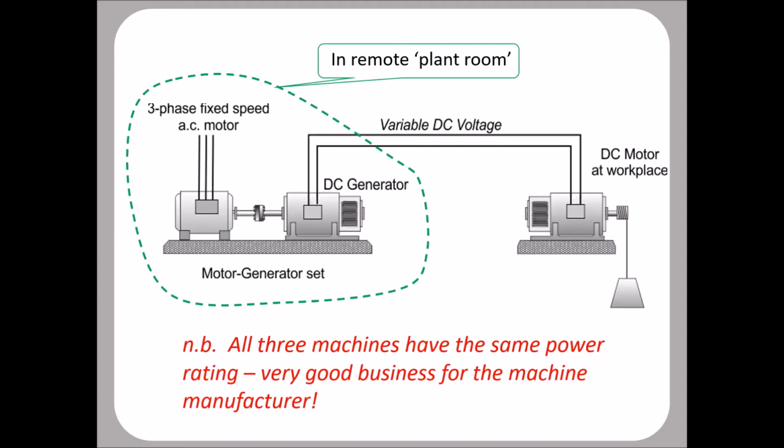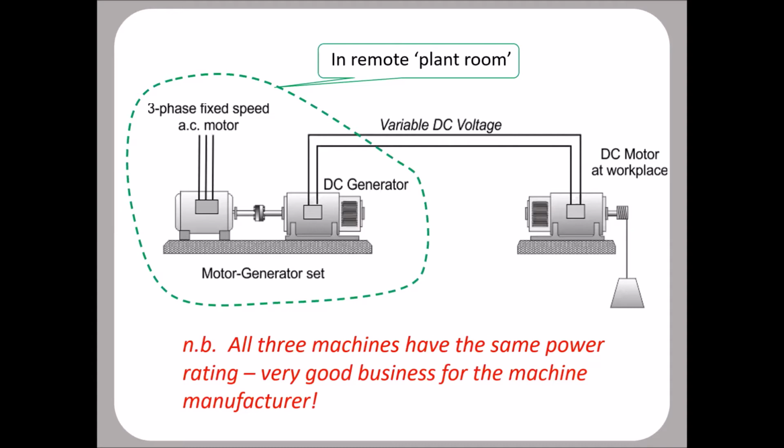Now, the motor generator set could be in a plant room remote from the motor out on the crane or wherever it was. But notice that in order to drive, let's say, a 1,000 kilowatt motor, you needed the 1,000 kilowatt motor, an identical 1,000 kilowatt machine used as a generator, and another slightly different but 1,000 kilowatt rated motor to drive the generator. So no wonder there were lots of companies in Britain making electrical machinery, because to get one, you had to have three.